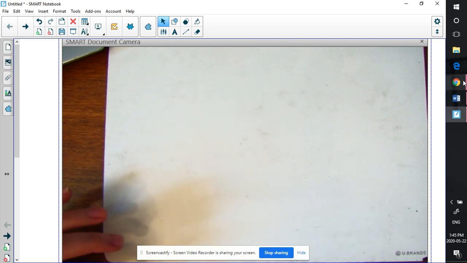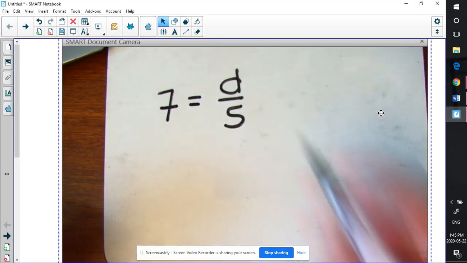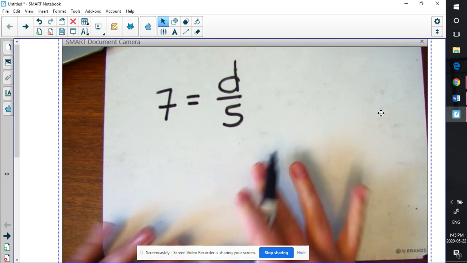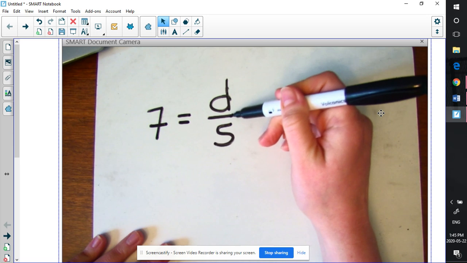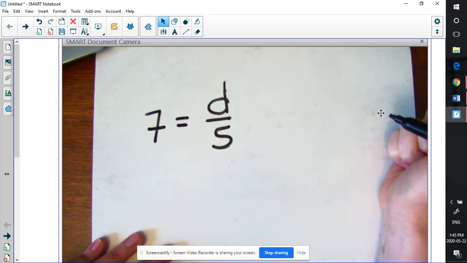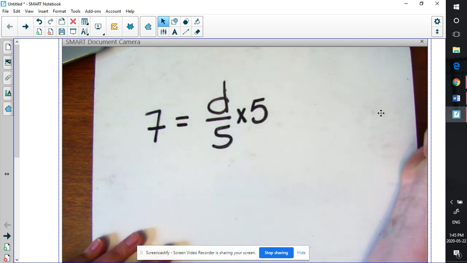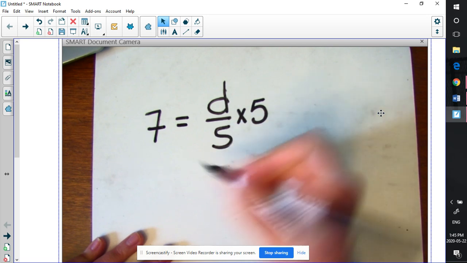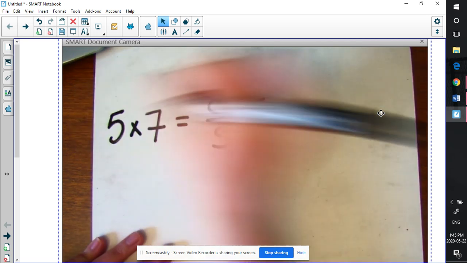The next one. 7 equals d over 5. So let's use opposite operations. d over 5, it's just another way to say d divided by 5. The opposite operation here is multiplication. So we are going to multiply this by 5, and we're going to do the same thing to the other side. We're going to multiply this by 5.